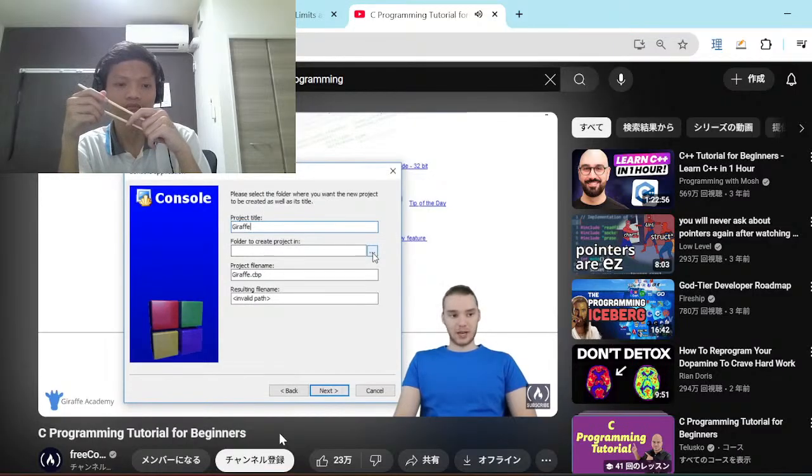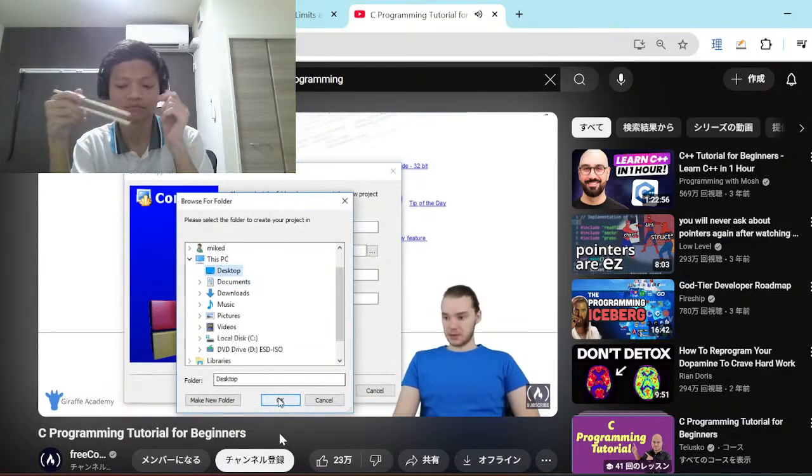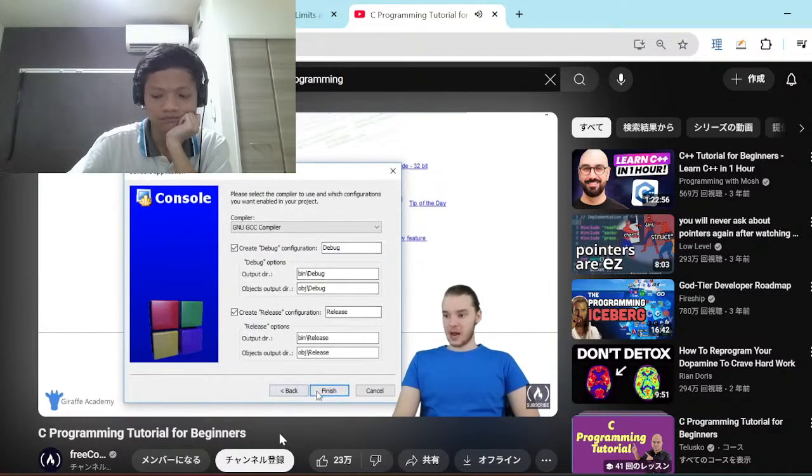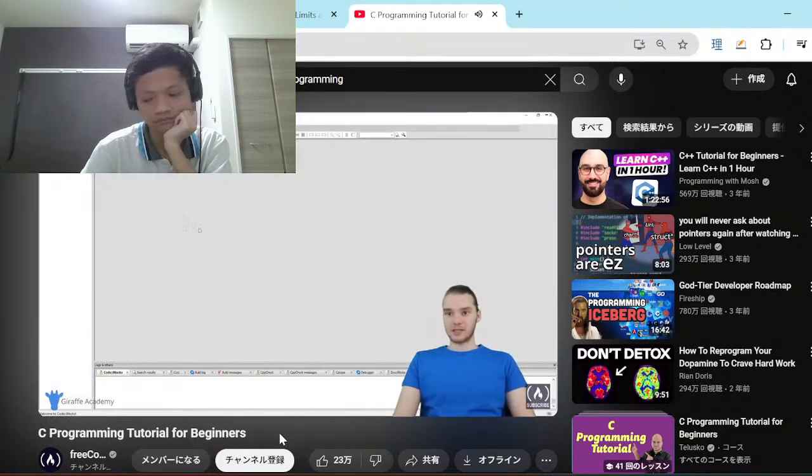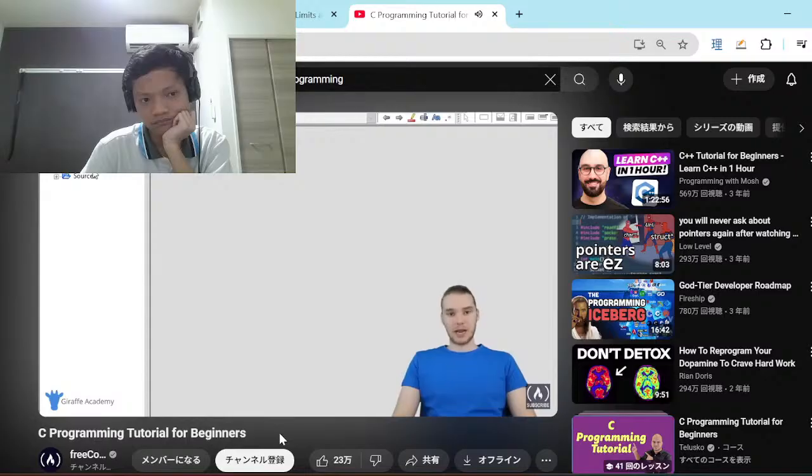And we're going to have to put this project inside of a folder. So I'm going to open this up, and I'm just going to put this on my desktop. So let's click OK. And click next. And you can leave all of these options as the default, and we'll click finish. So now what we should have is our first C project in CodeBlocks. Now over here inside this little file explorer, you'll notice that draft is right here. So that was the name of the project that I just created.